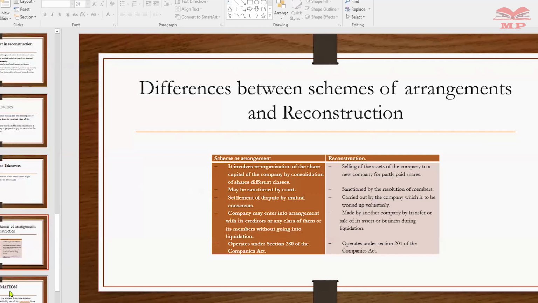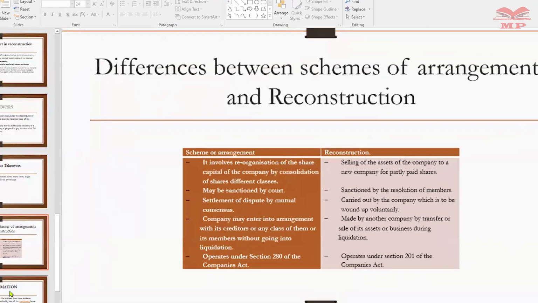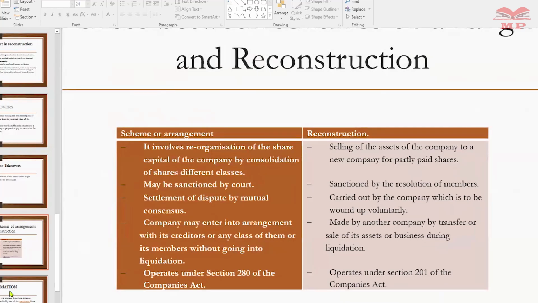We will look at the differences between schemes of arrangement and reconstruction. A scheme of arrangement involves the reorganization of the share capital of the company by consolidation of shares of different classes. Reconstruction will involve the selling of the assets to a company for partly paid up shares. A scheme may be sanctioned by court, but a reconstruction is sanctioned by the resolution of members.